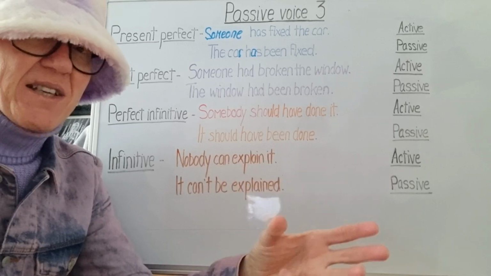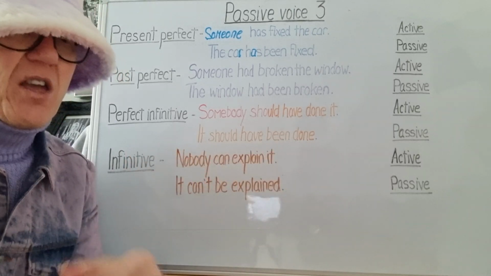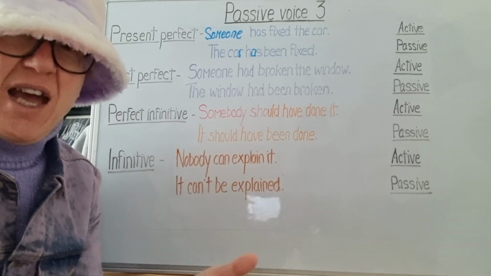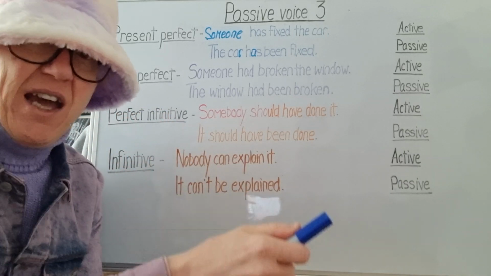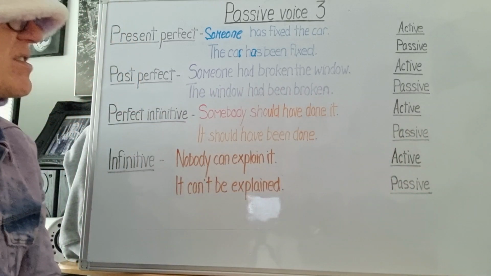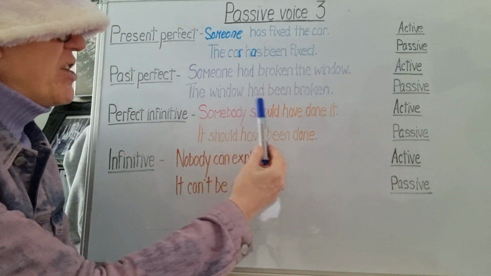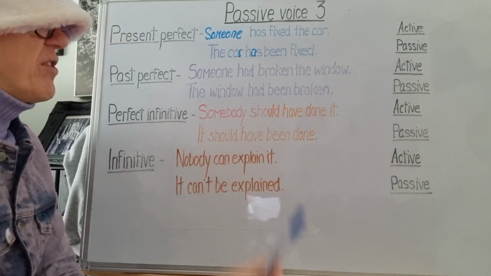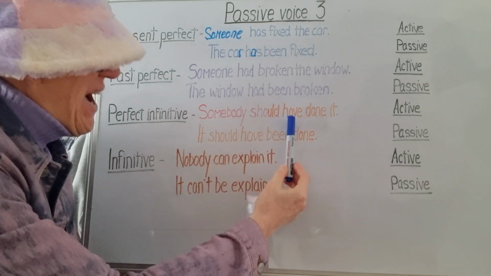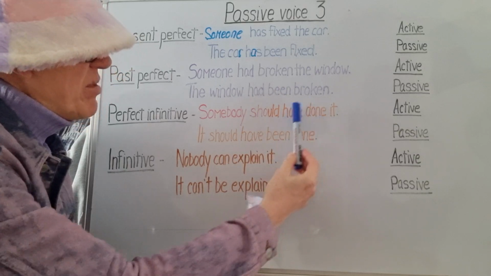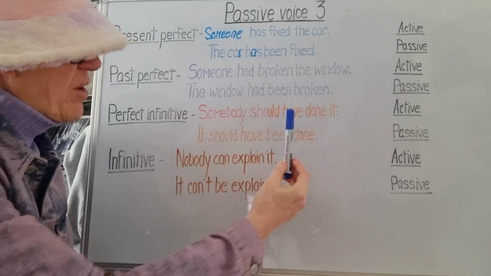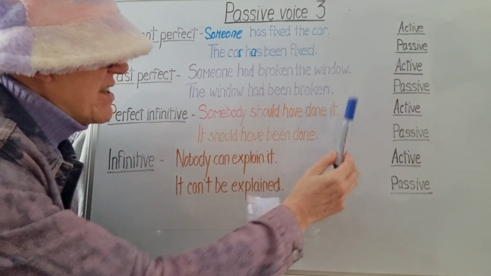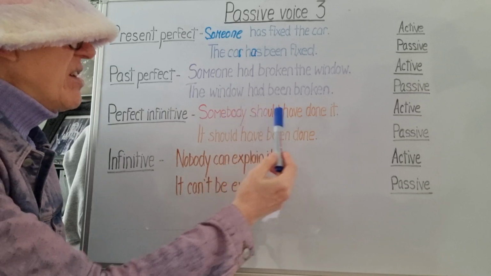Modal verbs in the past, not all of them, most of them, use the perfect infinitive. Should have, would have, could have, to talk about the past. For example, in the present, this would be somebody should do it, or in the future, somebody should do it. But for the past, somebody should have, and then the past participle, because this is the perfect infinitive. We always use the past participle with perfect verbs. Should have done it. Okay? Somebody should have done it.